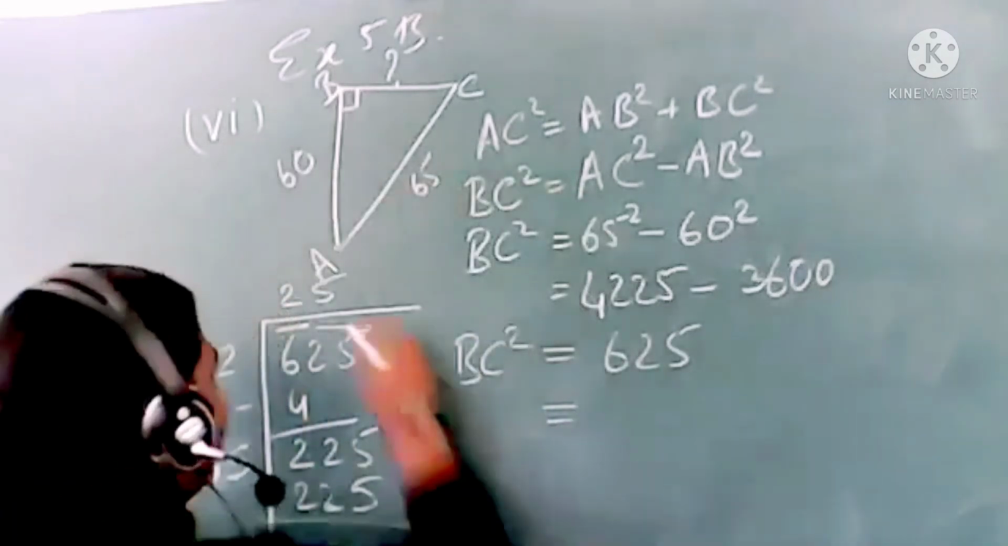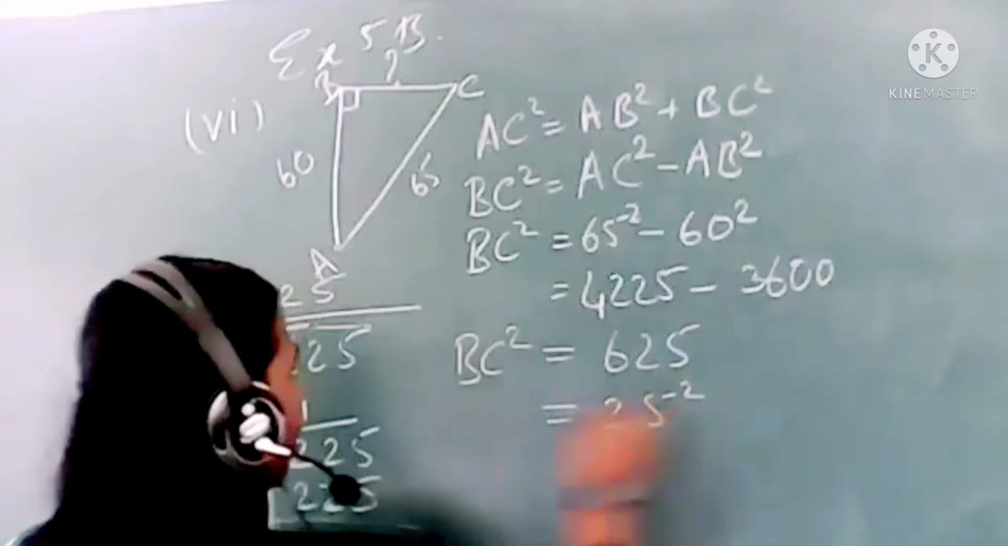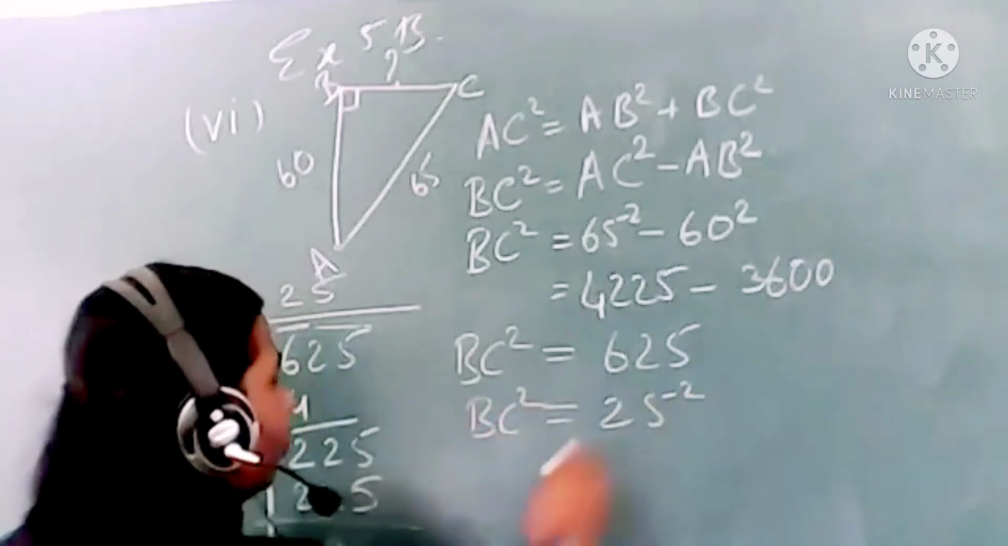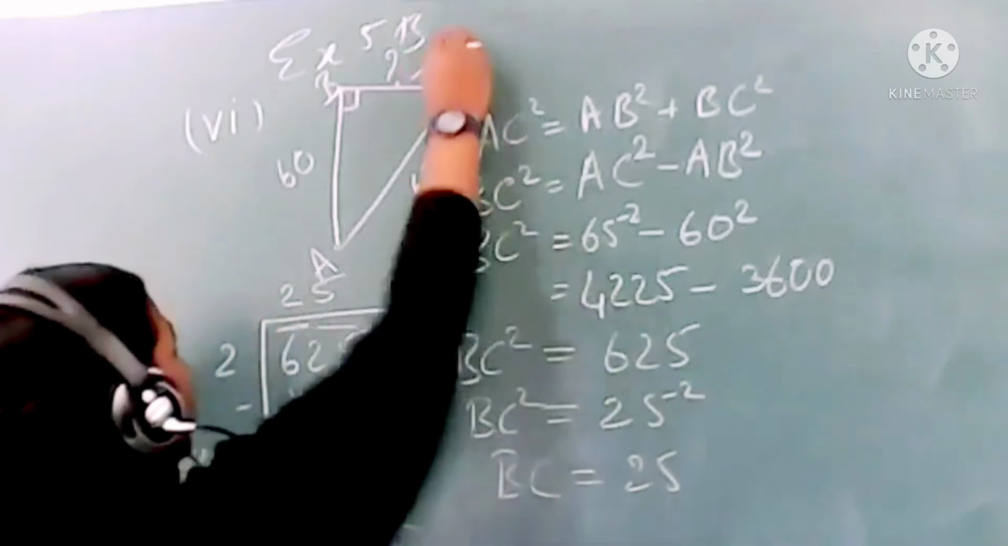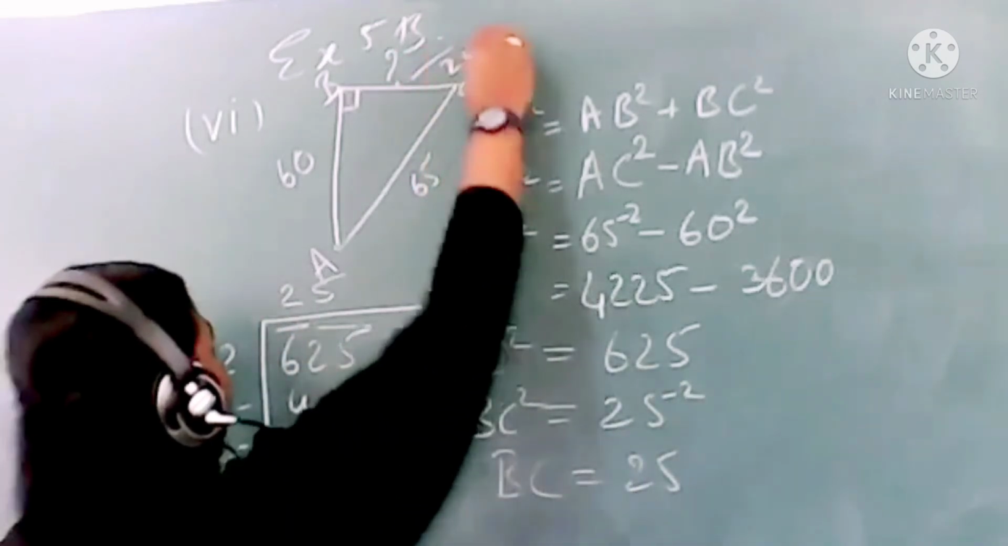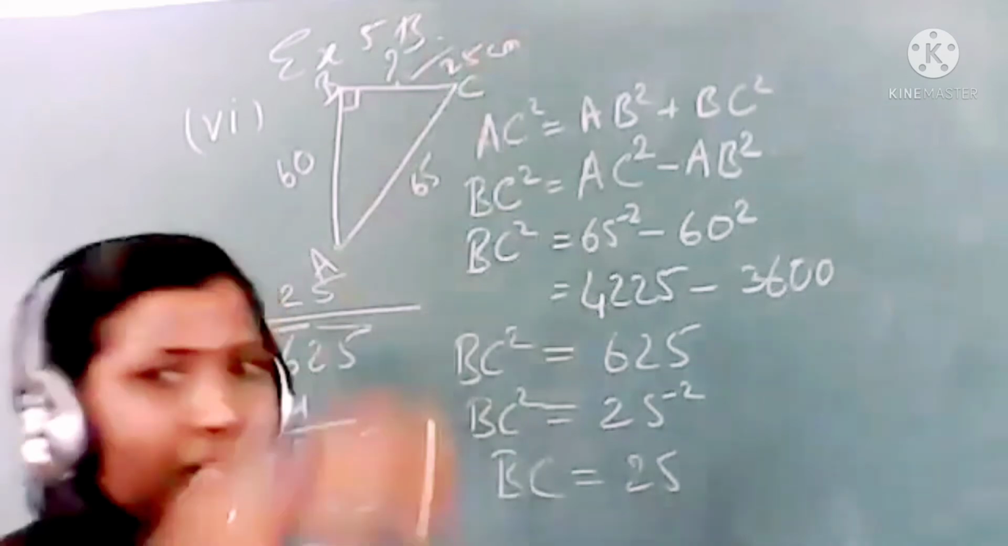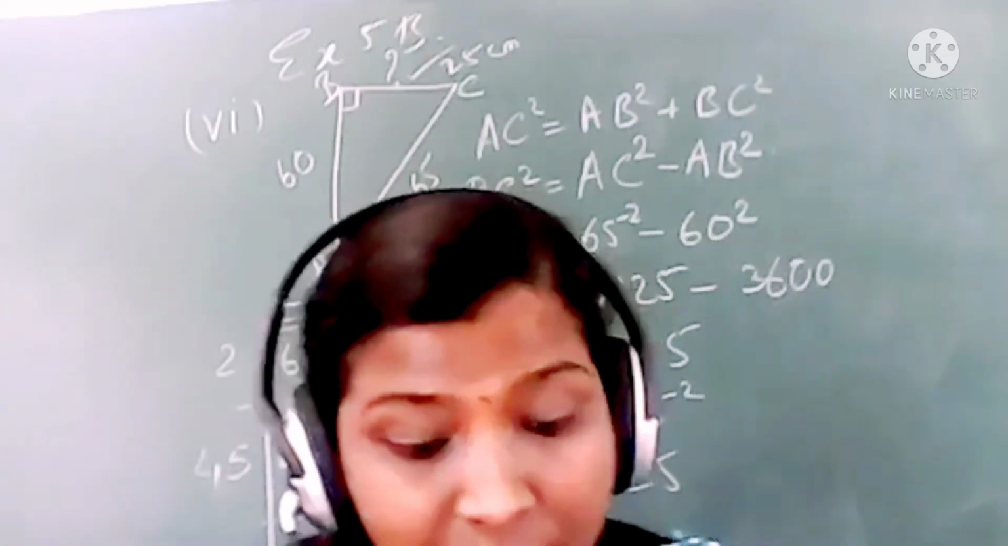So we got the value 25. So BC square is equal to 25 square, and BC will become 25. So we get the value as 25 centimeter. Clear, all of you? Then we have the next, second part question.